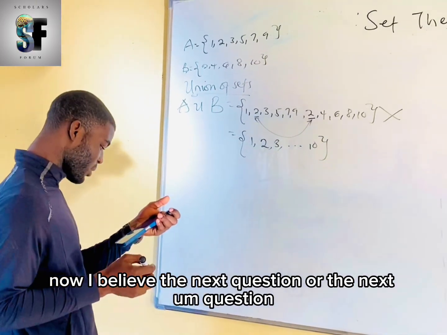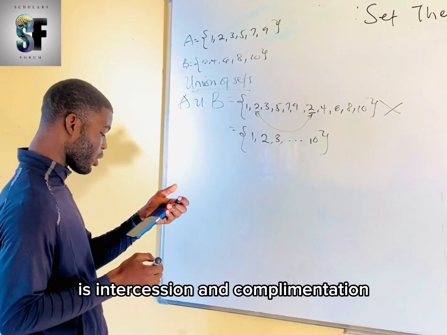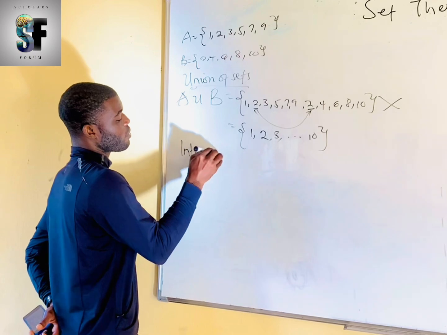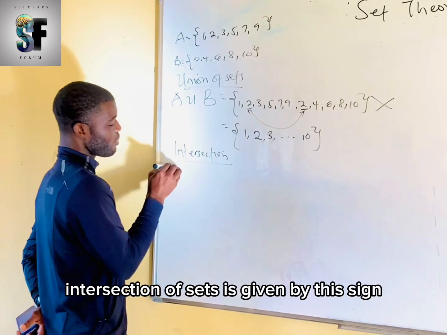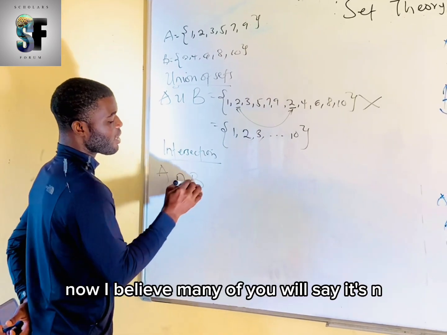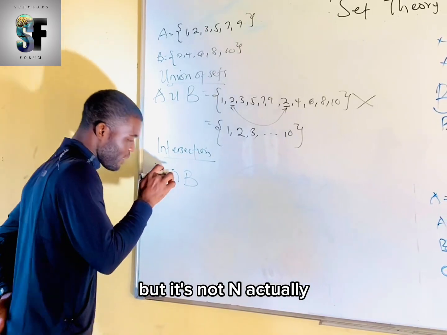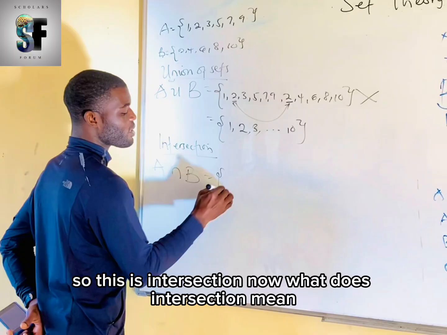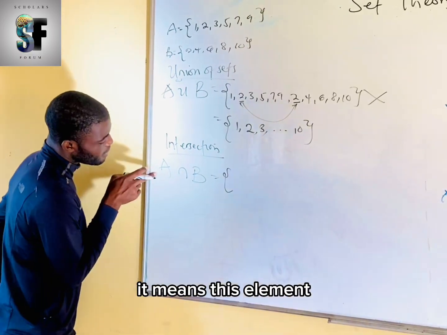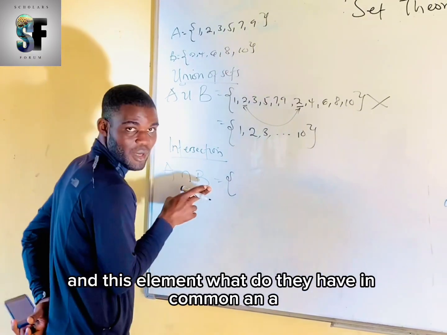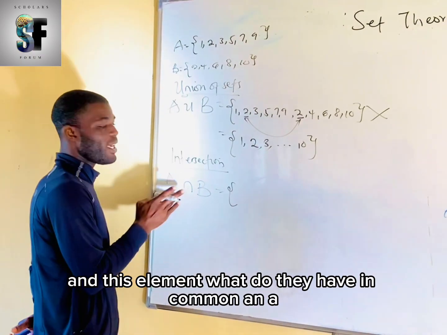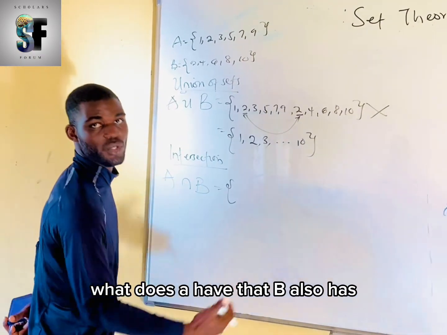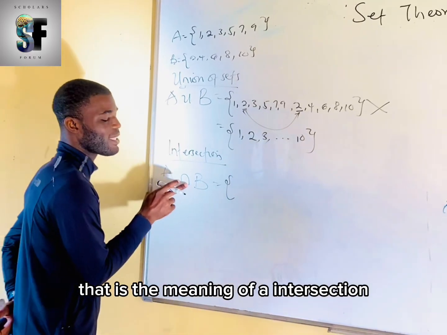Now I believe the next question or the next part is intersection and complementation. Now very quick and fast. Intersection of sets is given by this sign. Now, I believe many of you will say it's N, but it's not N actually. It's a sign that goes like this. Yes. So this is intersection. Now, what does intersection mean? It means this element and this element, what do they have in common? A intersection B. What elements do they have in common? What does A have that B also has? That is the meaning of A intersecting B.